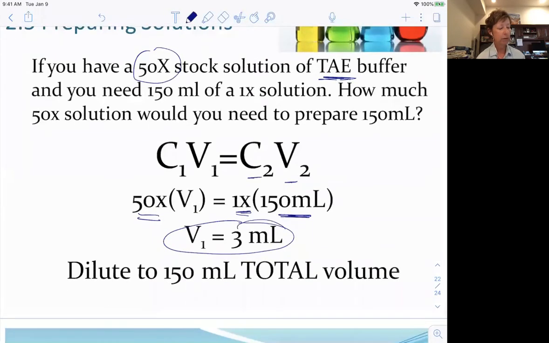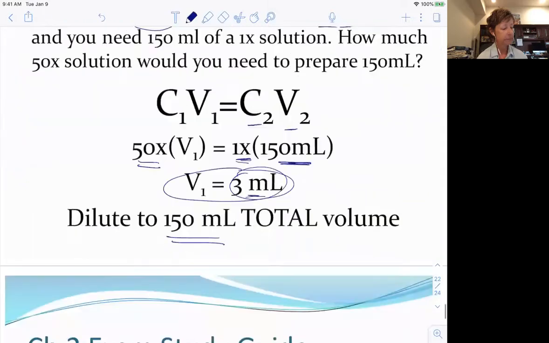So I would take that 3 milliliters, and then I would put it probably in a graduated cylinder and bring that up then to a total of 150 milliliters. You would not, for instance, want to take 150 mils and add 3, because now you're at 153 and now you're not at the right concentration. So you take this and you add the water or the solvent to that.